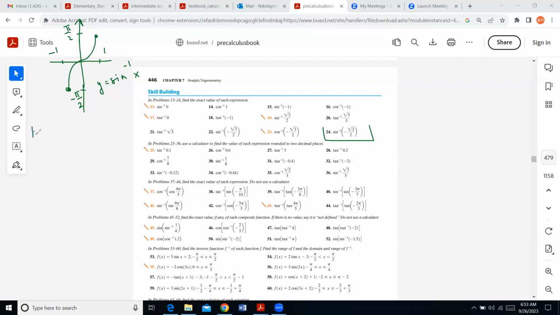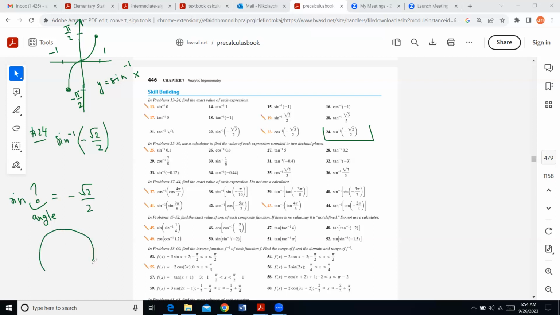So this is finding arcsine for the negative square root of 2 over 2. Well, so I need to decide what angle has sine equal to negative square root 2 over 2. So that's what I have to decide. So sine of what angle? And that's how we work out pretty much every exercise in here.